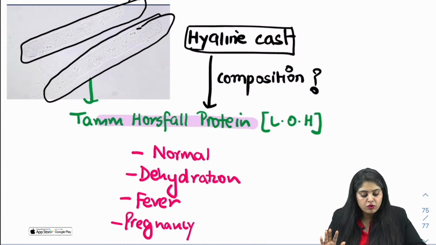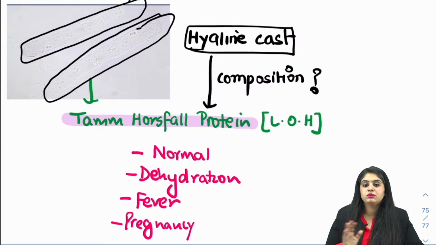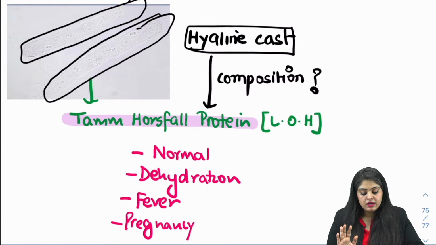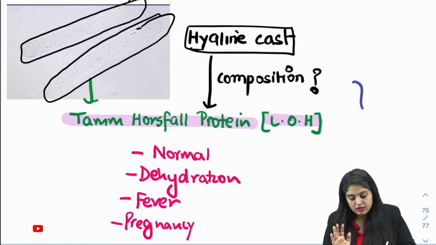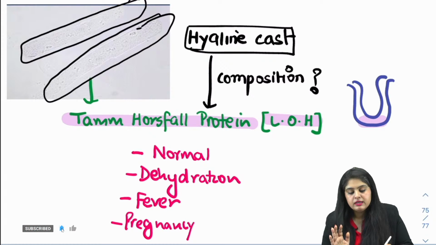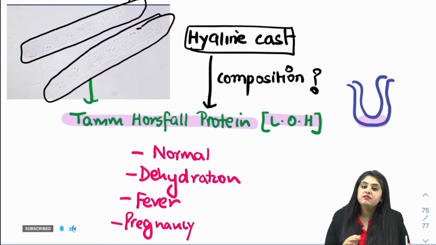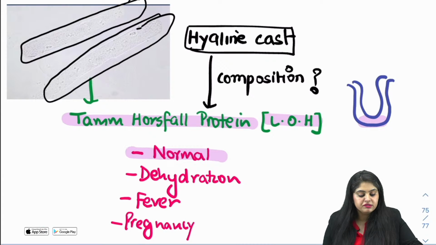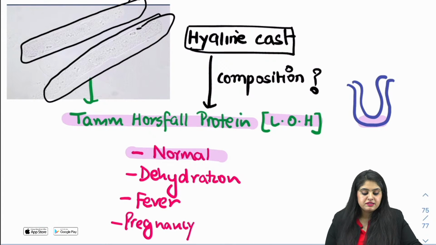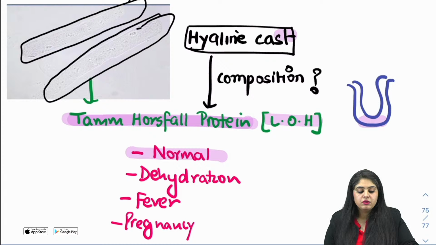Tamm-Horsfall protein, which you, I, and everyone on this planet makes. From where? The loop of Henle. Remember, the loop of Henle makes a protein called Tamm-Horsfall protein. In every normal person's kidney it is made. This Tamm-Horsfall protein just comes out in the urine as what? It comes out as a hyaline cast.